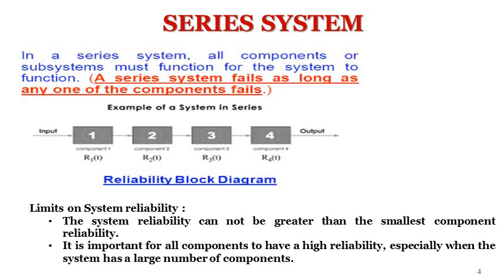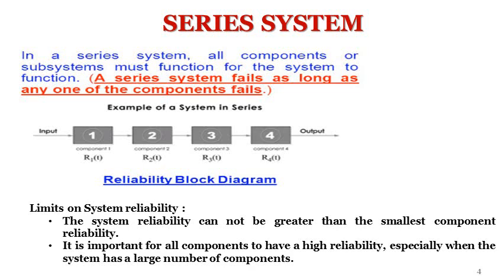The first thing is what the different types of systems are. The first system is the series system. In a series system, all components or subsystems are connected in series. A series system fails if any of the components fail. As shown in the figure, from input to output, there are four components: component 1, component 2, component 3, and component 4. All these four components are connected in series.